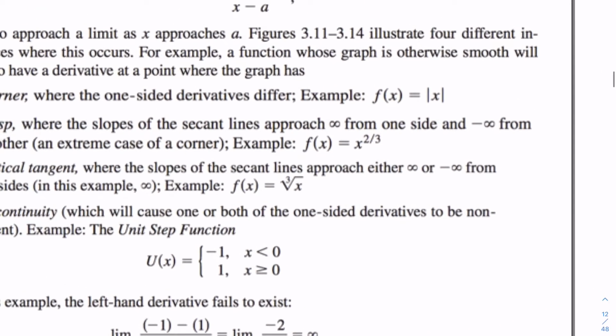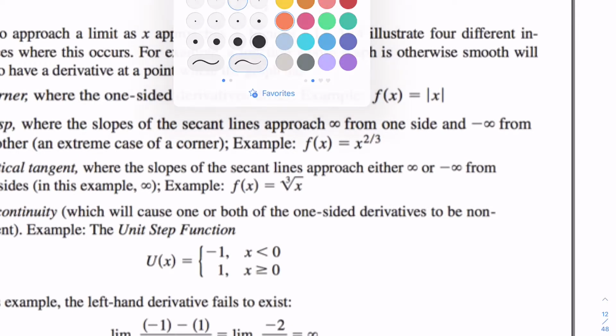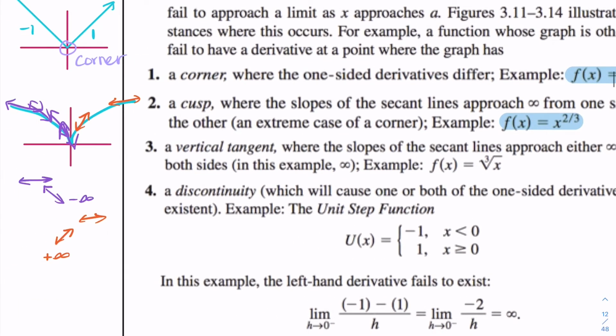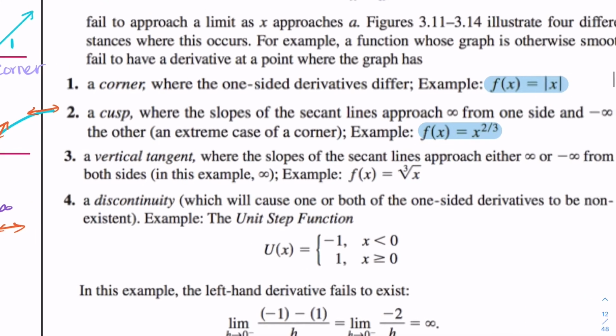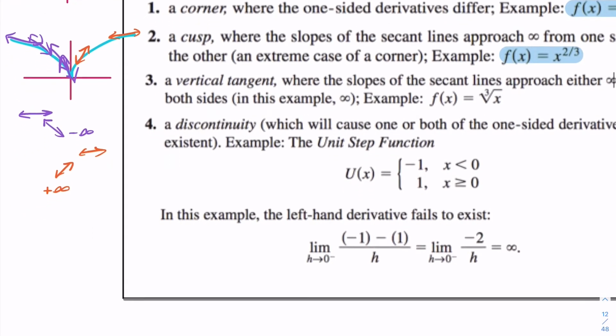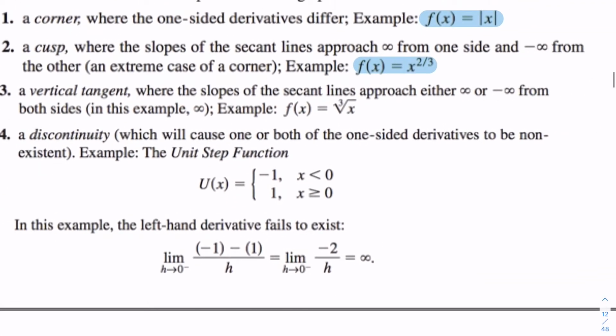So it's kind of like x to the 2/3. This one's kind of like the absolute value of x. Okay? It's weird. It's hard to see. It kind of looks like a corner, but you have these extremes of slopes that approach infinity and negative infinity from other sides. Okay, and so this is happening from one side and from the other side as well. It's an extreme corner. Where vertical tangent's different, it can be either infinity or negative infinity from both sides.